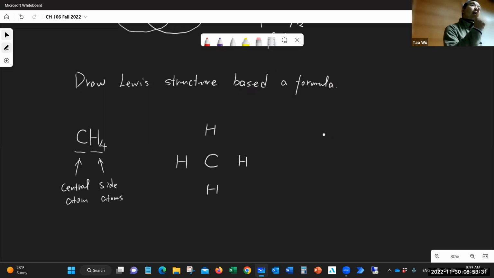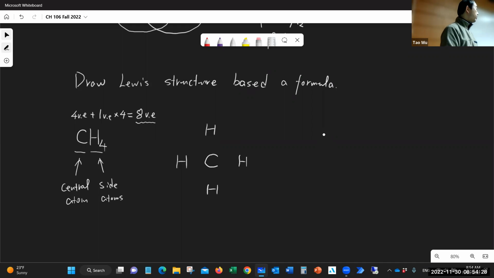Carbon is in the 4A group, so carbon has 4 valence electrons. Hydrogen is in the 1A group, so it has 1 valence electron, but there are four hydrogens, so you times 4. So you will see 4 plus 1 times 4, and totally this has 8 valence electrons. Methane has 8 valence electrons, and that means you have to write 8 dots in the whole compound. And another thing is, in most cases, the number of valence electrons for a compound should be an even number.